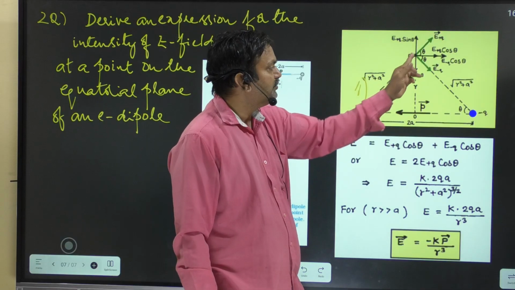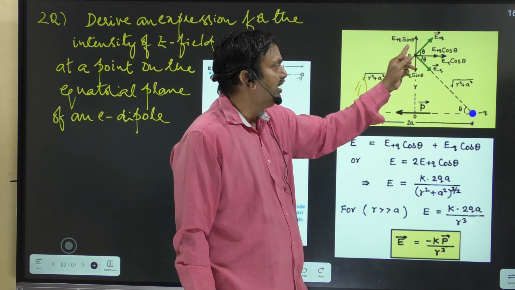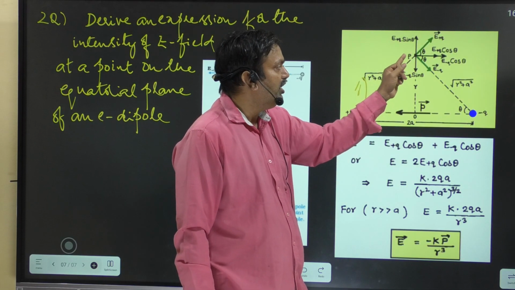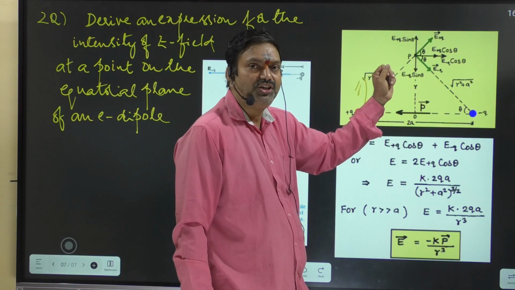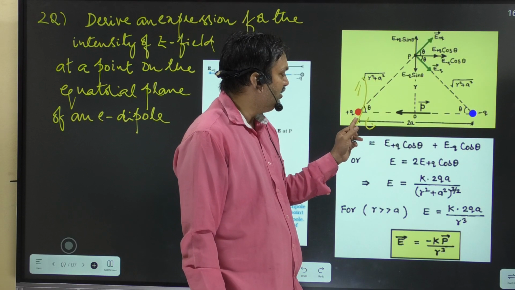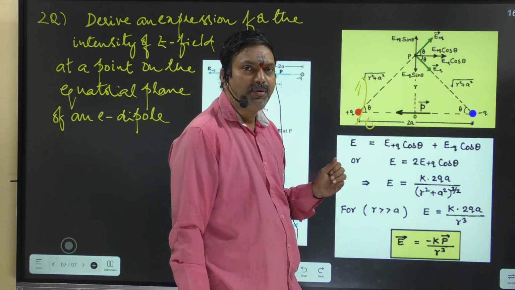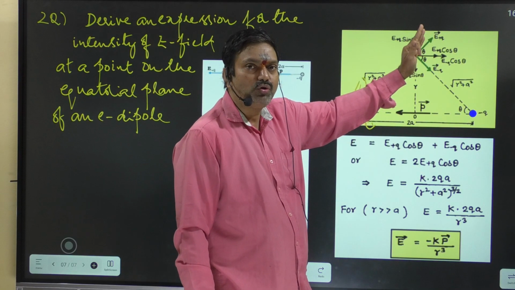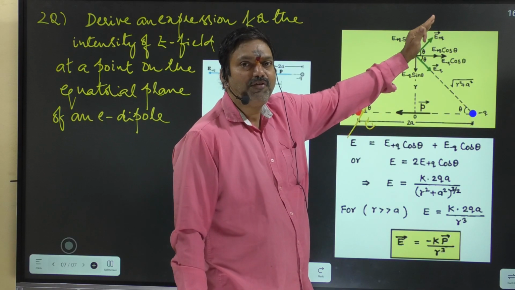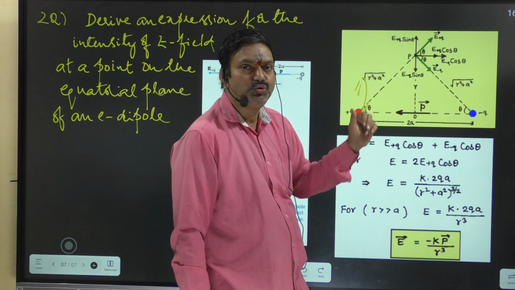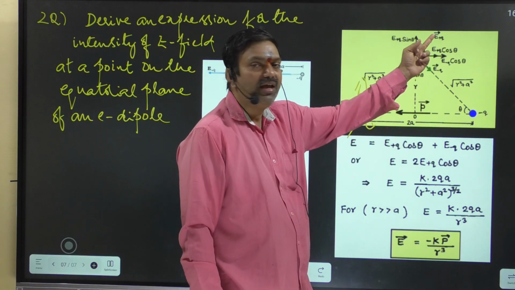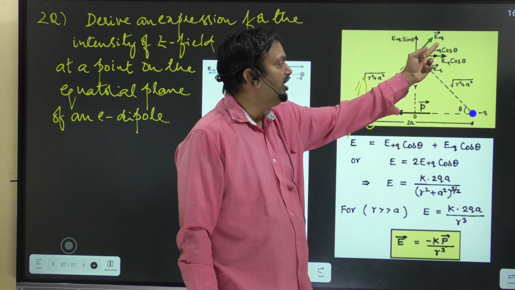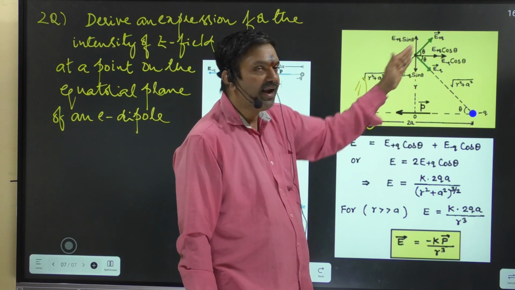Whenever you have to get an expression for electric field, you need to assume a positive charge here. Because this is a positive charge, there exists a repulsion, and that electrostatic force acts away from the line joining these two charges. So obviously a field with magnitude E due to plus q will be directed away from the point.